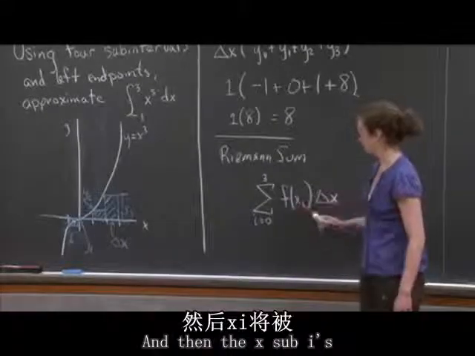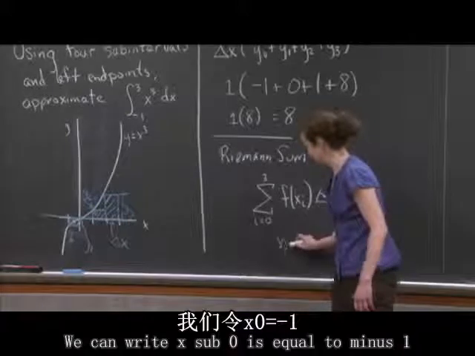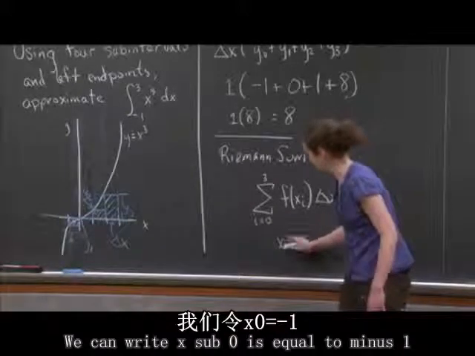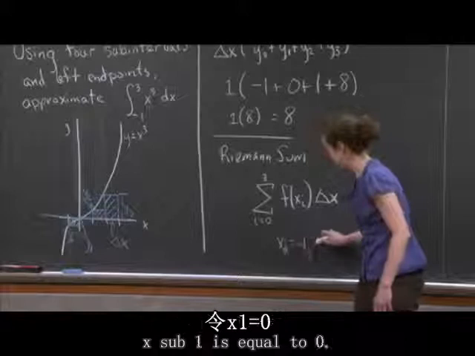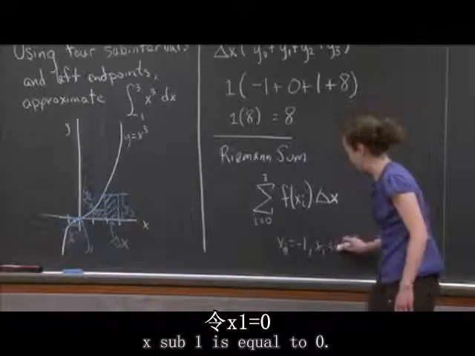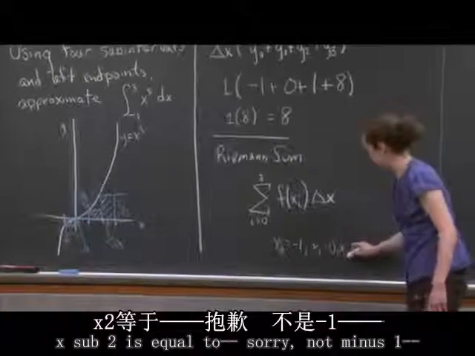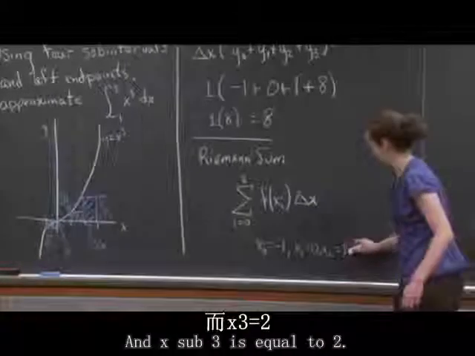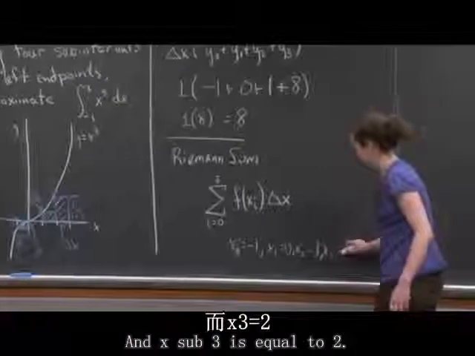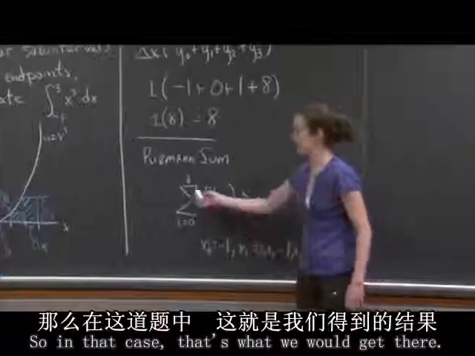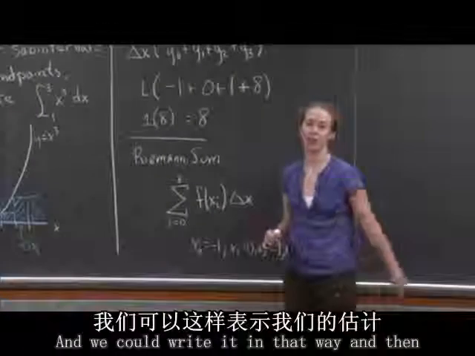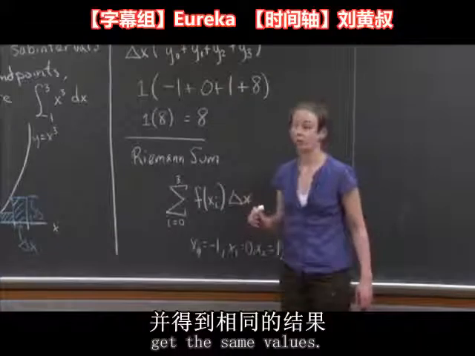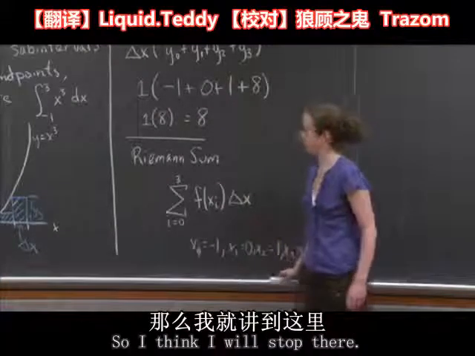And then the x sub i's are going to be designated separately. We can write x sub 0 is equal to -1, x sub 1 is equal to 0, x sub 2 is equal to, sorry, not -1, is equal to +1, and x sub 3 is equal to 2. So in that case, that's what we would get there. And we could write it in that way and then get the same values. So I think I will stop there.